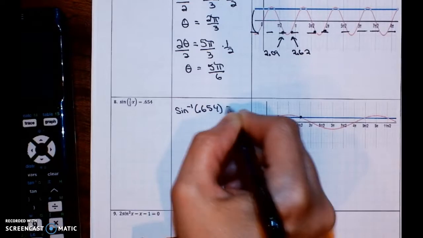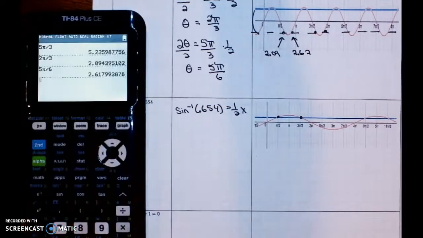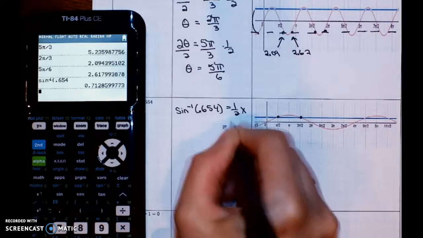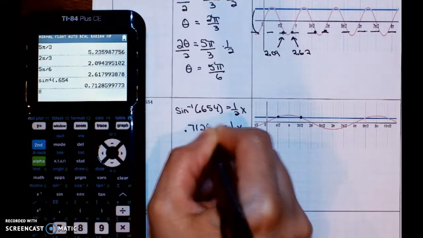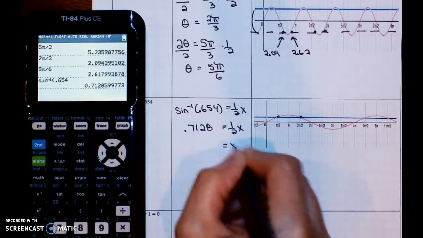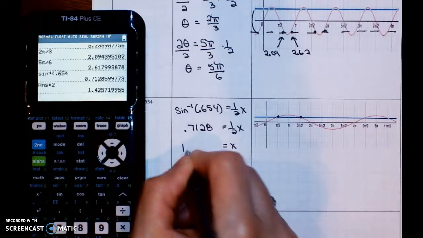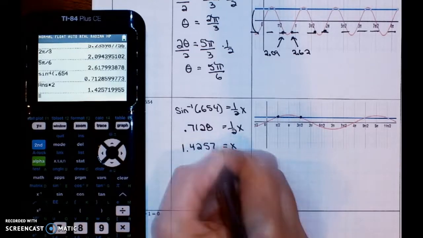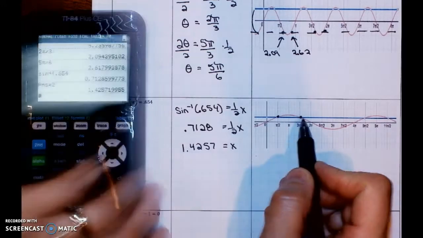0.654 is equal to that 1/2 x. Let's go ahead, we're doing inverse sine of 0.654. We end up with 0.7128, and we're going to turn around and multiply that by 2, and we end up with 1.4257. Got to do a little bit of thought process because we can see there's one other solution.